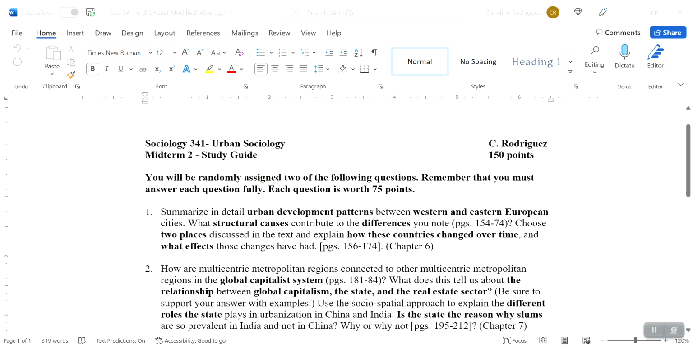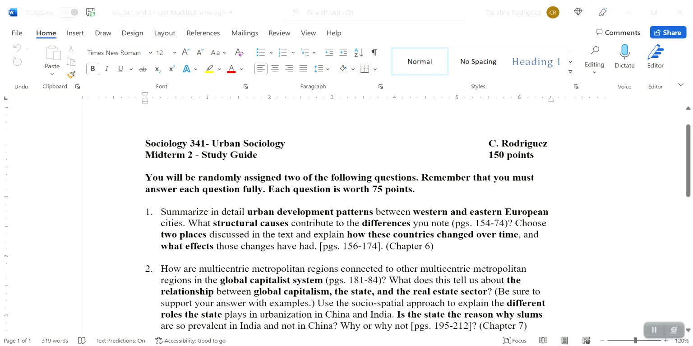And then, as of course you're studying those pages, you'll also want to keep track of or make a note of the structural causes that contributed to the differences that you note. And I see that that's a typo, so I'm going to have to correct that. What structural causes contribute to the differences between the Western and Eastern European countries or cities?